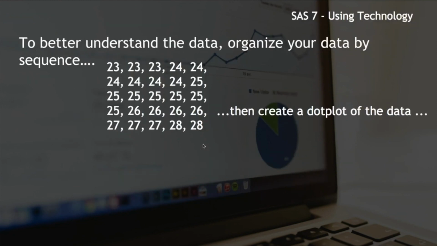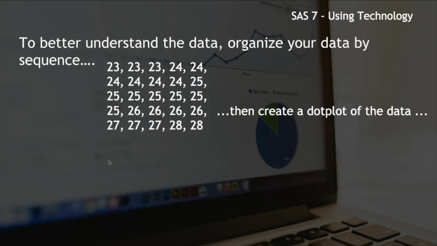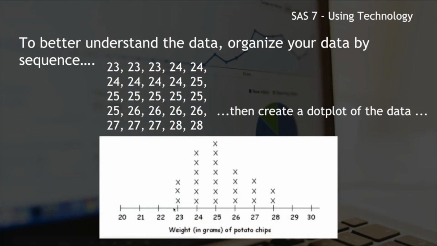So, all right. To better understand the data, let's organize the data by sequence. What we've done is we've taken these values here and put them in sequence, in order, and we'll create a dot plot of all the data. As you can see in this data, as far as the grams in potato chips, it's fairly well distributed. It's distributed regularly, okay? It's not spread out too much. And there are no outliers, and we described what an outlier is. Well, let's move on.